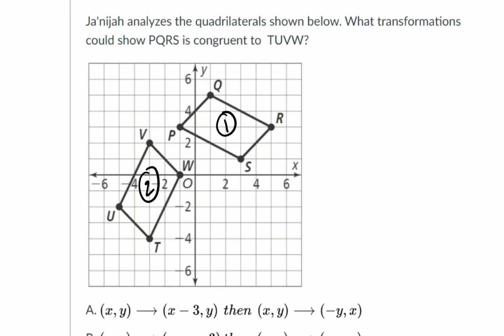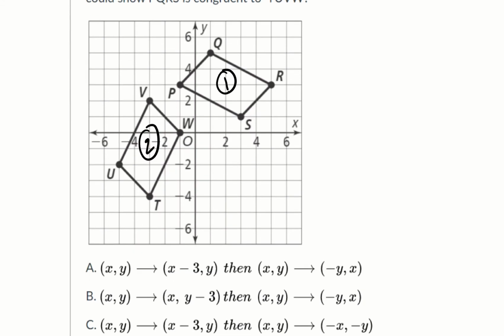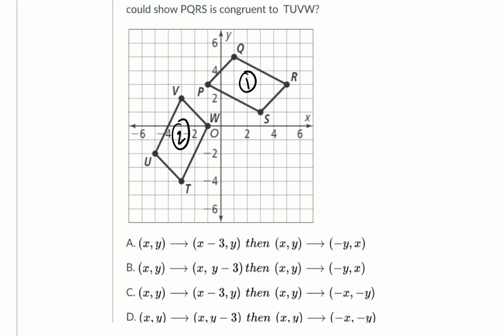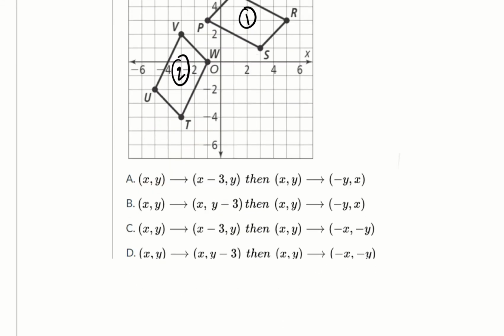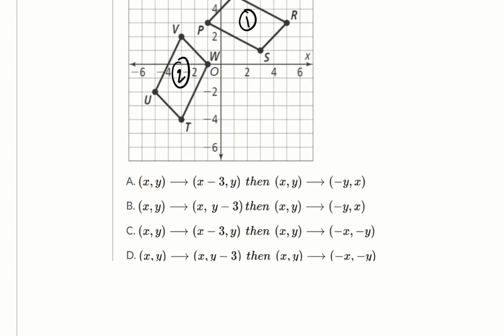Remember that if you can find a transformation that makes one figure overlap the other, then we say those two figures are congruent. So if we can find transformations that make this fit, then we can say they're congruent. This is what we want to show. Let's look at the first transformation. This first transformation here is a translation.